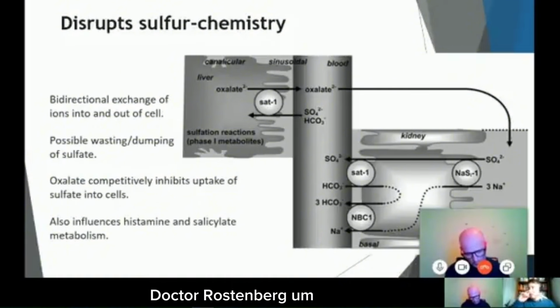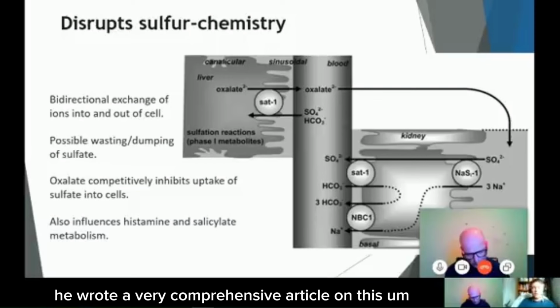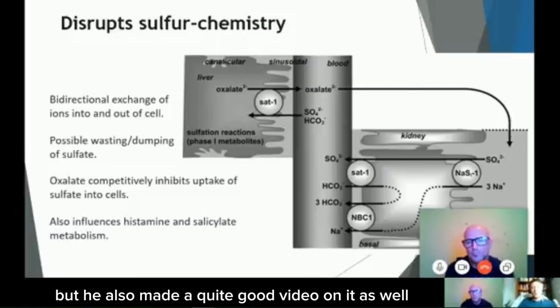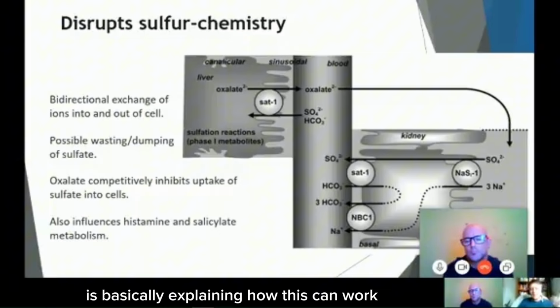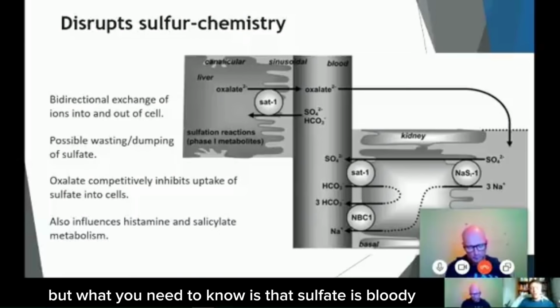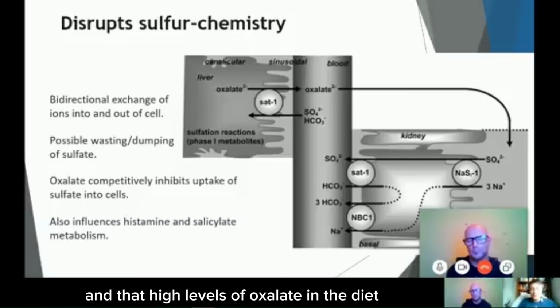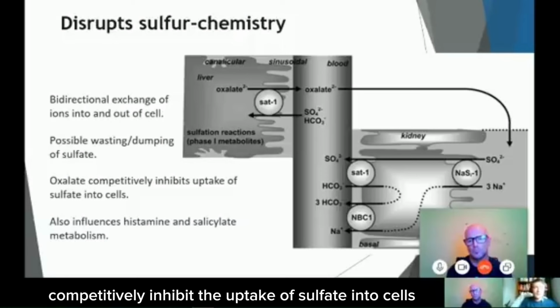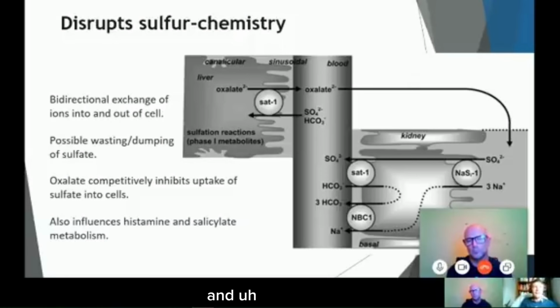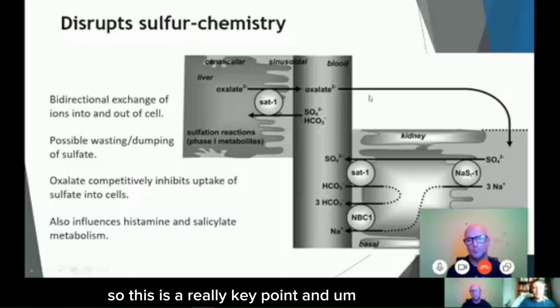And Dr. Rostenberg wrote a very comprehensive article on this, but he also made quite a good video on it as well. He's basically explaining how this can work. But what you need to know is that sulfate is bloody important for many different things, and that high levels of oxalate in the diet can essentially cause sulfur wasting. It can competitively inhibit the uptake of sulfate into cells, and can potentially screw with our body's ability to metabolize sulfur. Okay, so this is a really key point.